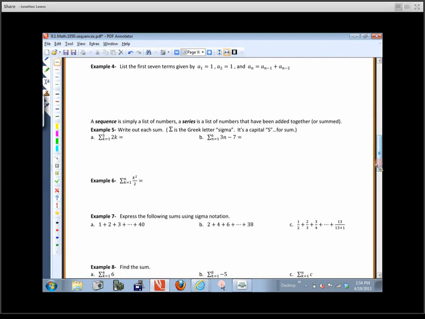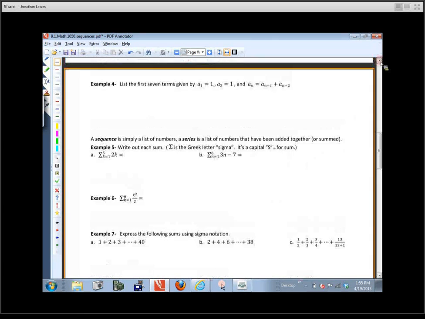Okay? So if you flip the page over, this says list the first 7 terms given by, now, a sub 1 is 1, a sub 2 is also 1, and then it's got this formula right here. This is the term we want. What is this term right here? So this is the next term. What's this one? The one right before it, and what's this one? The term 2 before it. Okay? So this is the term that we're on. This one's the one right before it, and this one's the one 2 before it.